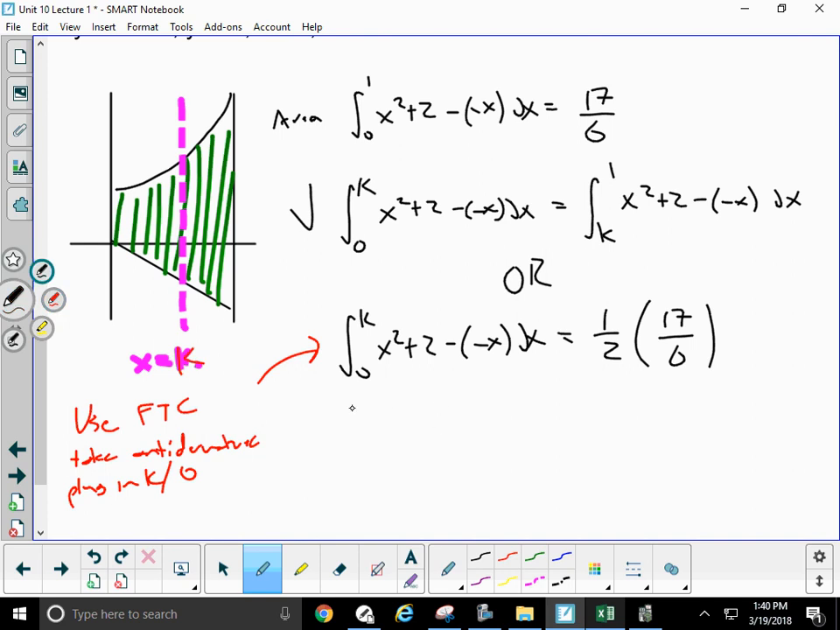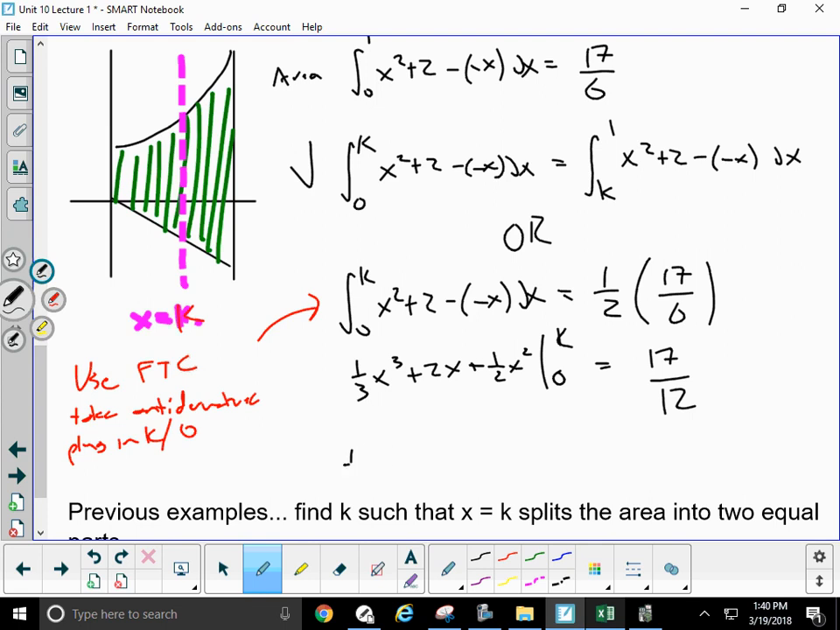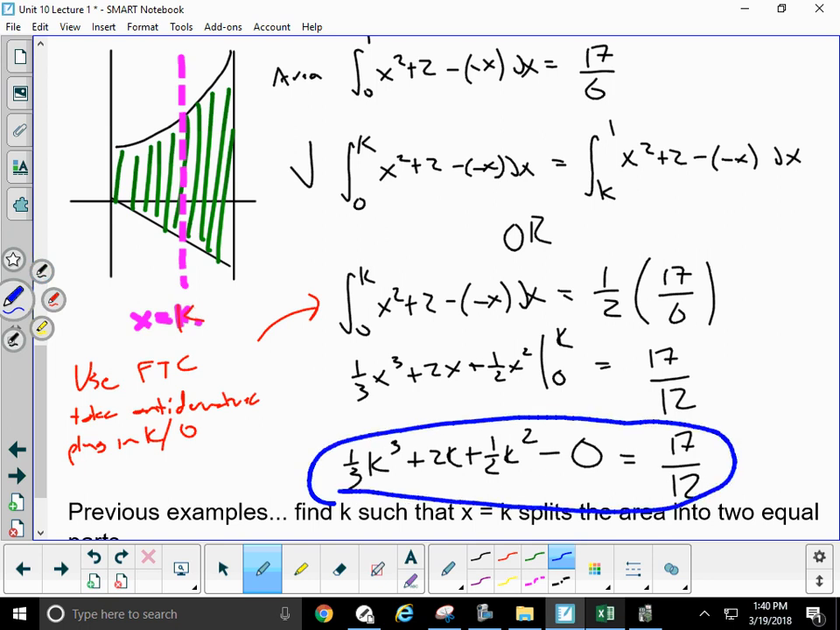Okay? This is 1/3 x cubed plus 2x plus 1/2 x squared. Find the change in that from 0 to k. We get this equation, 1/3 k cubed plus 2k plus 1/2 k squared minus, when I plug in 0 everywhere, we just get 0, and that equals 17/12. We just created an equation that no longer has an integral. Make sure you guys got that down.